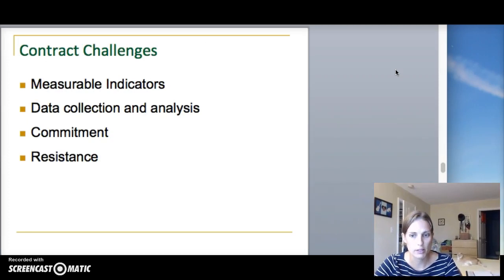So monitoring performance sounds simple, right? Just stick your performance measurements into your contract, keep an eye on the vendor, and everything will be rainbows and puppies. Unfortunately, that's really not the case. Including and enforcing performance measurements is very much easier said than done. First, it's hard to identify measurable indicators for contracts. Recycling is easy enough, but what about software implementation or insurance consulting?